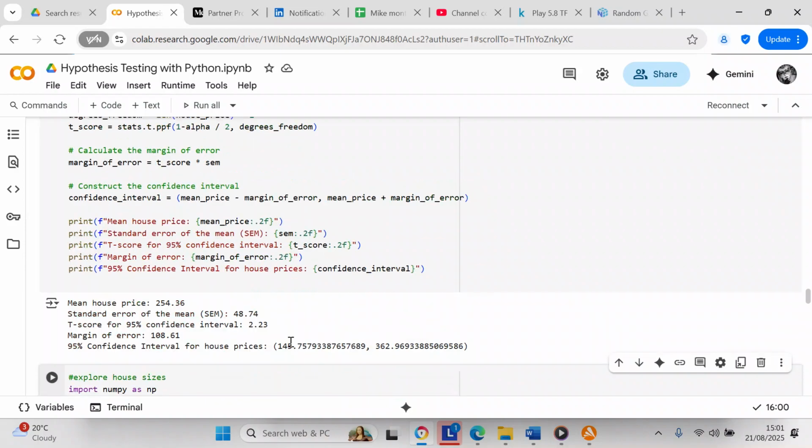So your mean house price is 254.36. Your standard error of the mean is 48.74. Your t-score for a 95% confidence interval is 2.23. Your margin of error is 108.61. And your 95% confidence interval for house prices is 145.76 to 362.97.